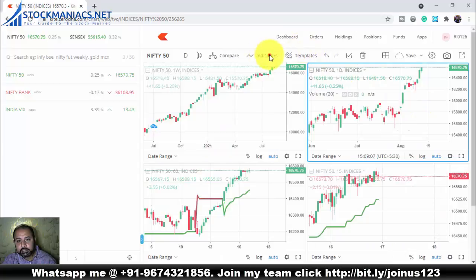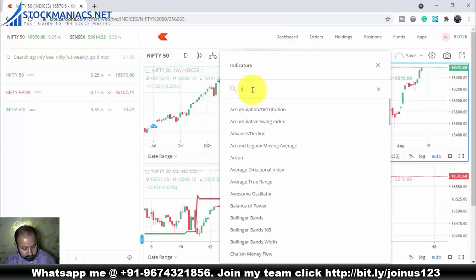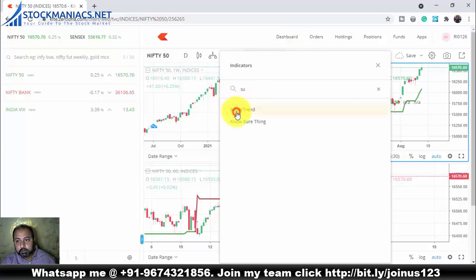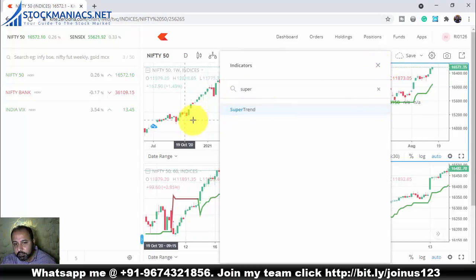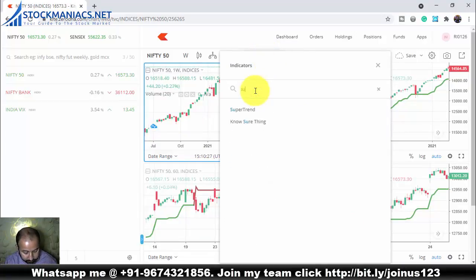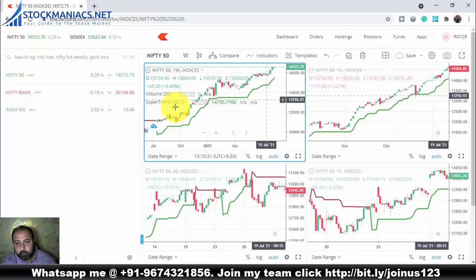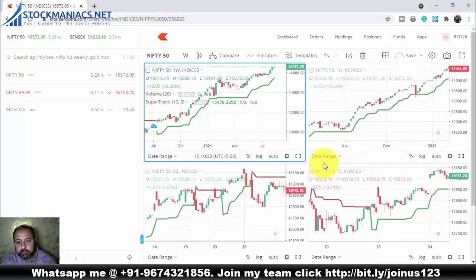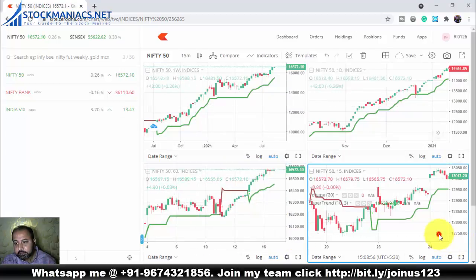Now let us go to the daily. Let us add super trend. Super trend I have added on the daily. And now on the weekly also let us add the super trend. Let me go to the indicators, type super. So super trend is added on all the 4 charts. So you can see all the 4 charts are having the super trend indicator.